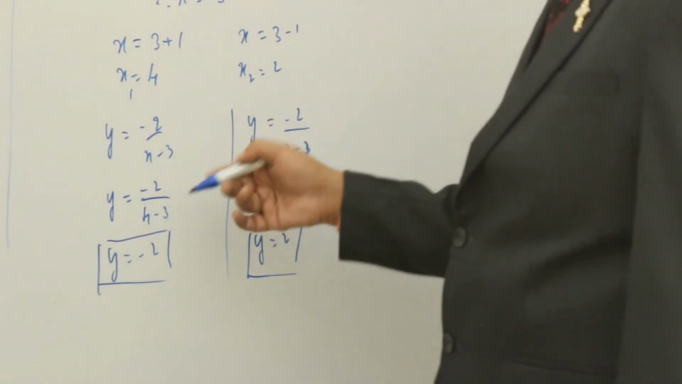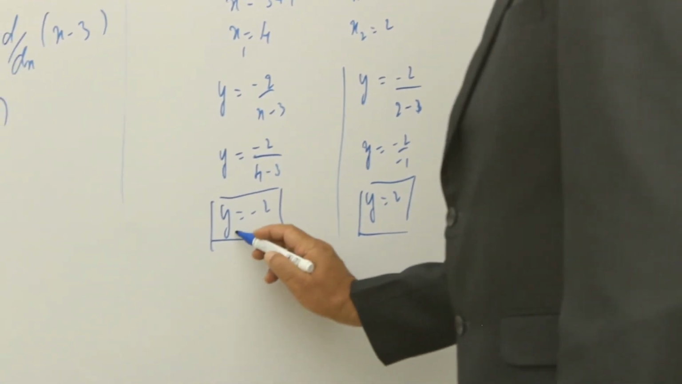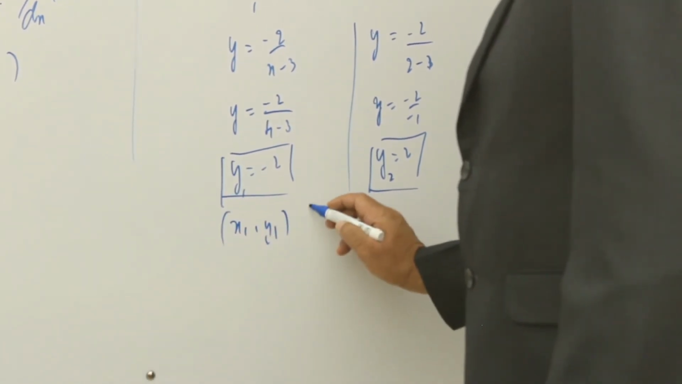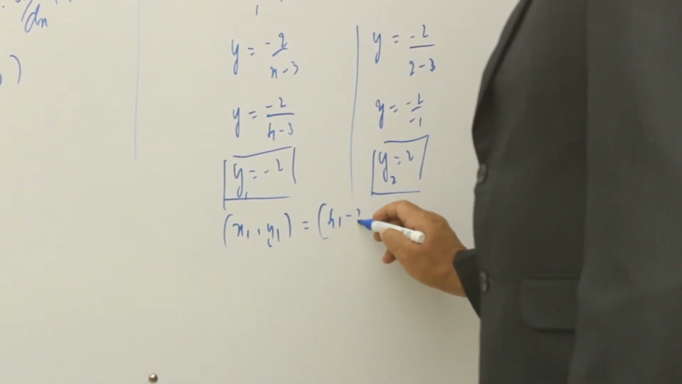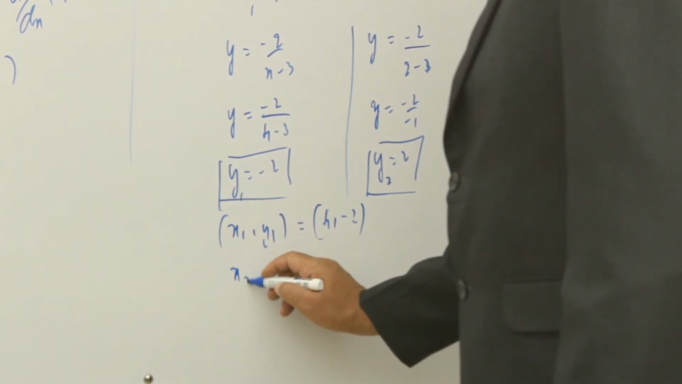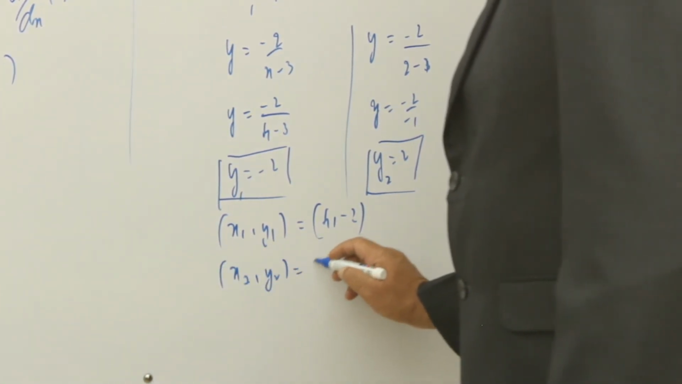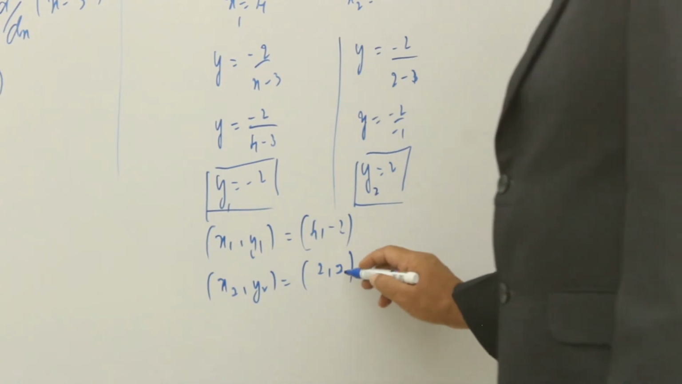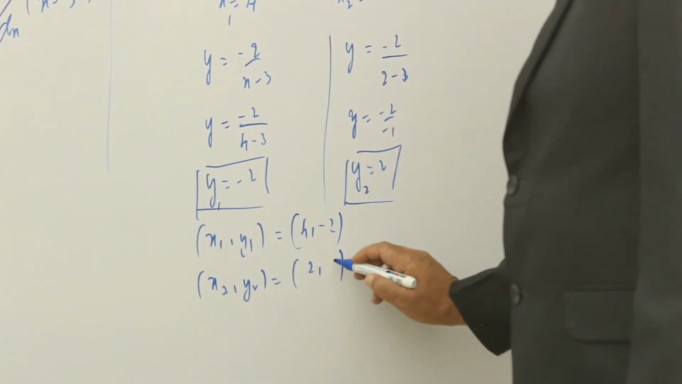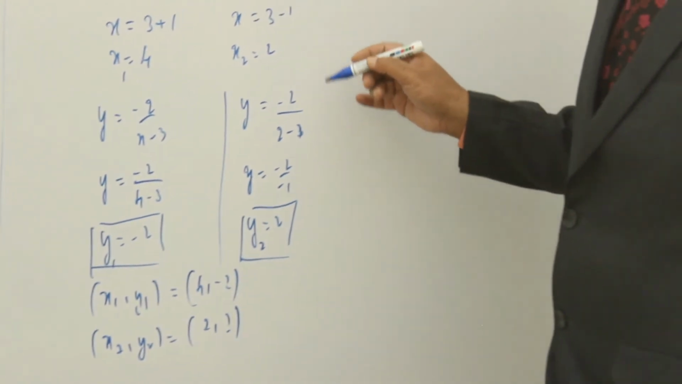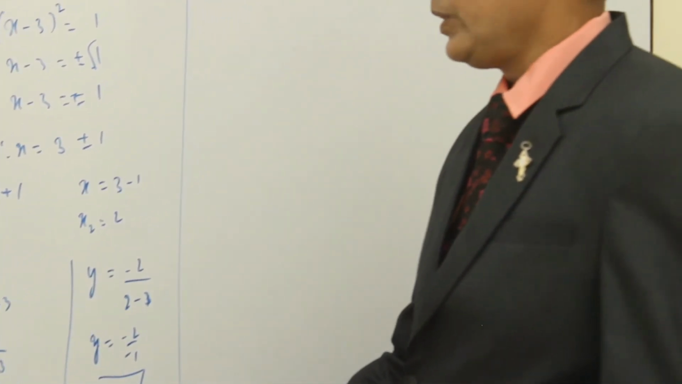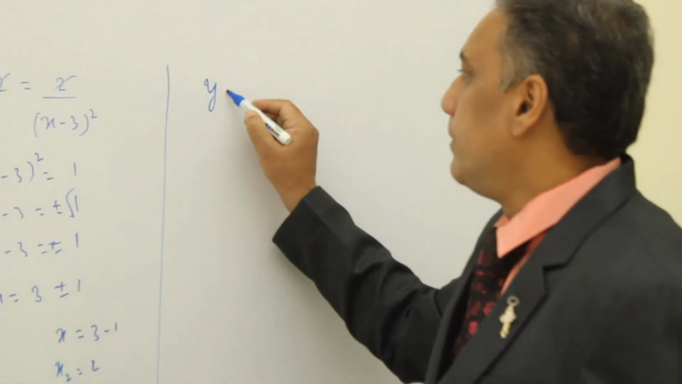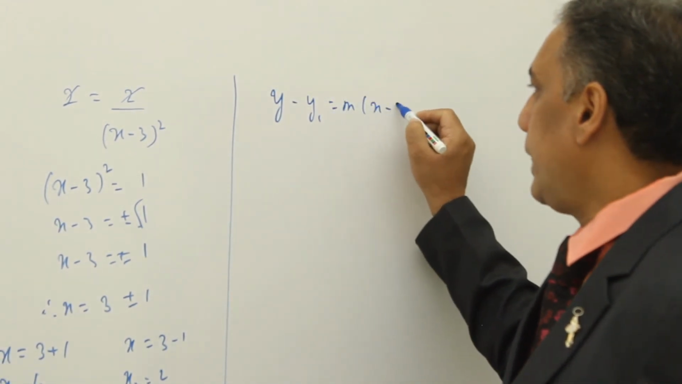So you have two cases. So the coordinates will be, this is y1, this will be y2. So x1 comma y1 is going to be 4 comma minus 2, and x2 comma y2 is going to be 2 comma 2. So the equation of all the lines what you are talking, you will be getting two equations. That is, one with this, one with this. And the slope is given as 2. So you will get y minus y1 equal to m into x minus x1.